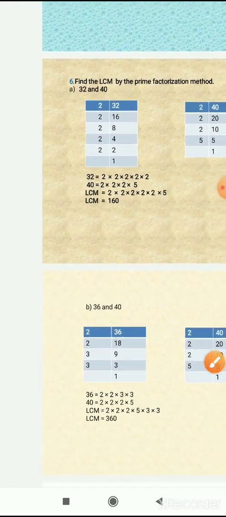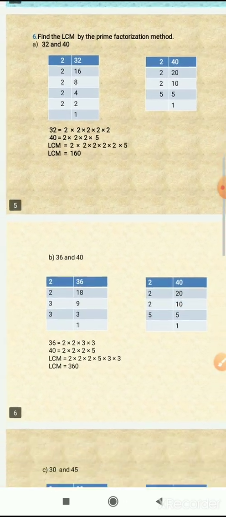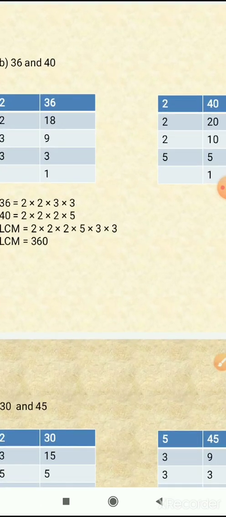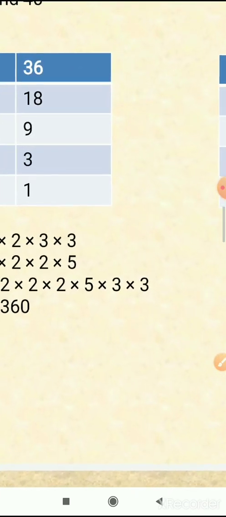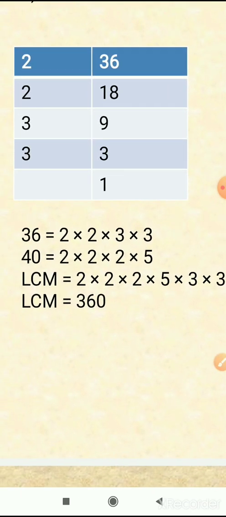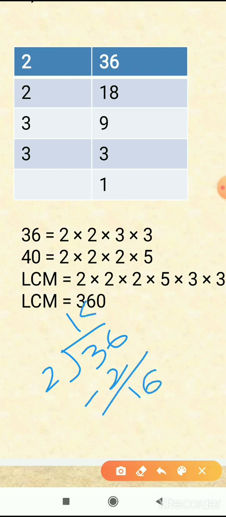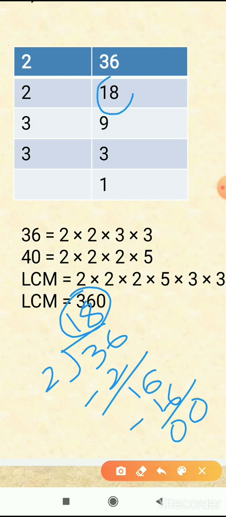Now we will see the second example: 36 and 40. Here, first we will find the prime factorization of 36. We know that 36 is an even number, so it is divisible by 2. We divide 36 by 2: 2 ones are 2, 3 minus 2 is 1, and bring down 6. 2 eights are 16, 16 minus 16 is 0. We get quotient 18, so we write 18 here.